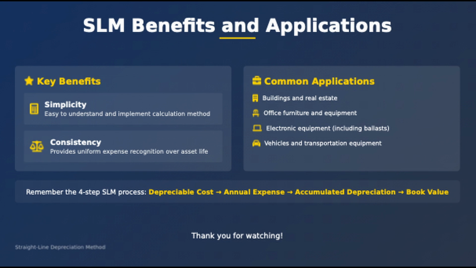Second, it helps plan for the future. By knowing an asset's declining value, businesses can budget for its eventual replacement.